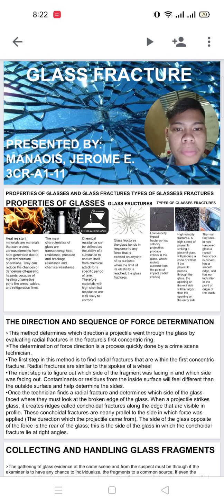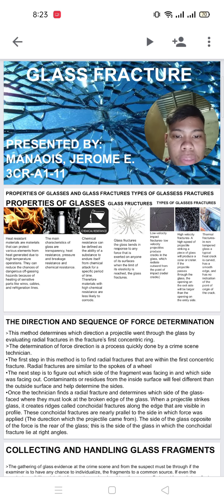First, properties of glasses and glass fractures, types of glass fractures. Properties of glasses. These are the three main characteristics of the properties of glasses. Heat resistant, and materials that can protect various elements from heat generated due to high temperature operation. They can reduce the chance of dangerous gassing hazards because of easing to sensitive parts like wires, cables, and refrigeration lines.